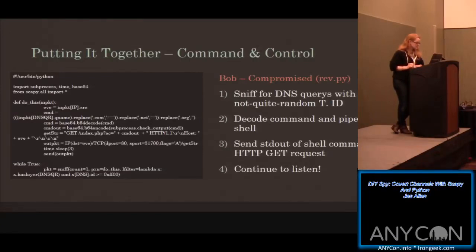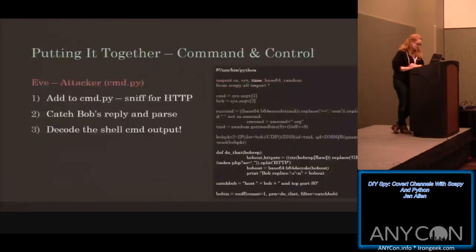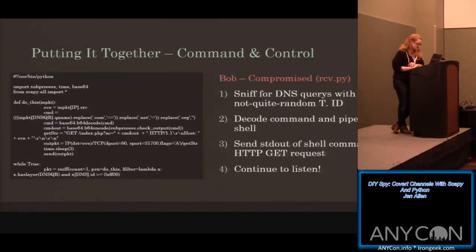At this point, I'm going to strip the command, replace the .com, .net, and .org with the correct base64 symbols, and then decode the base 64 to get the command, and I will drop it to a shell, grab the output, and actually run that. Oops, and I'm sorry, I missed a little bit here. So at that point, I'm going to send the standard output of the shell in an HTTP GET request as well. And I jumped ahead just a little bit.